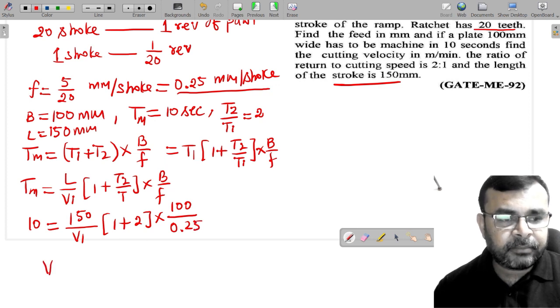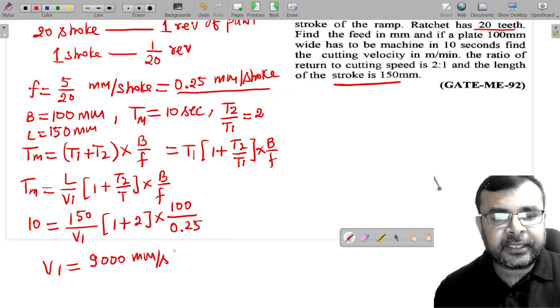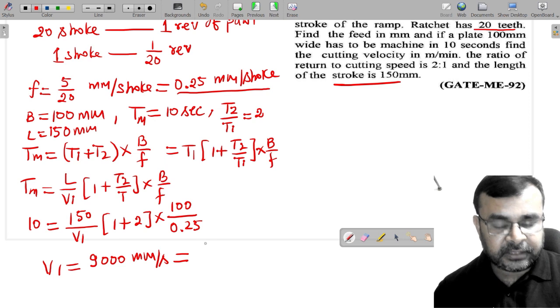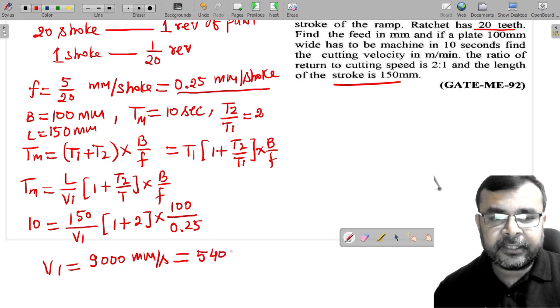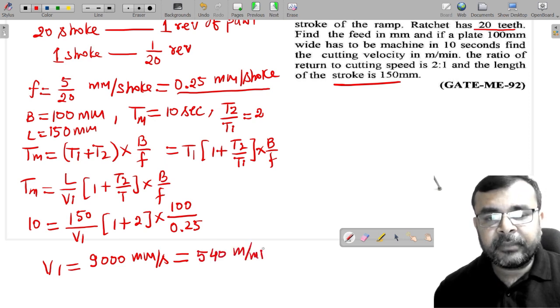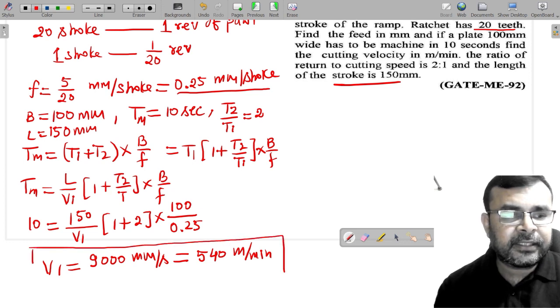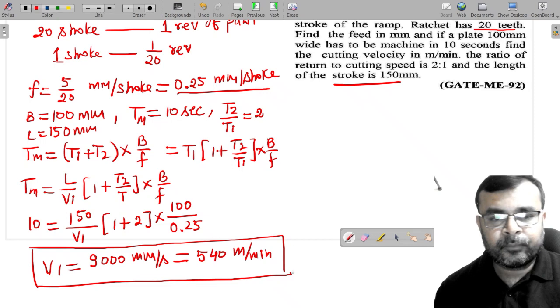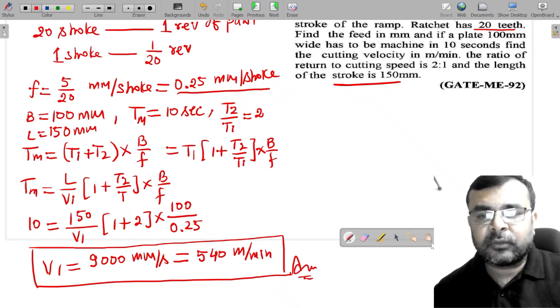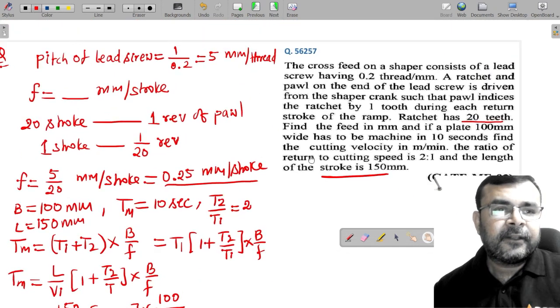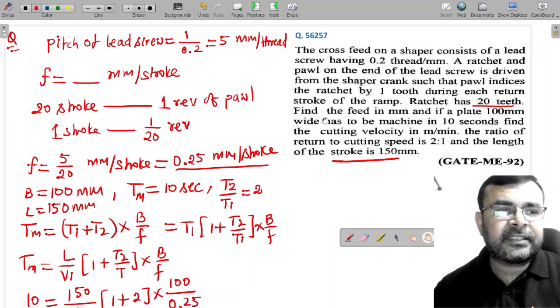So after simplifying this, here I am getting V1 is equal to 9000 millimeter per second, या इसी को हम लिख सकते हैं 540 मीटर पर मिनट. इज इट राइट? दिस इज द राइट आंसर. इस तरीके से आप इस प्रॉब्लम को सॉल्व कर सकते हो. तो सबसे पहले आपको फॉर्मूला को सिंप्लीफाई करना पड़ेगा. इज इट राइट? तो हमने यहाँ पे बहुत ही बेसिक से स्टार्ट किया इसको.